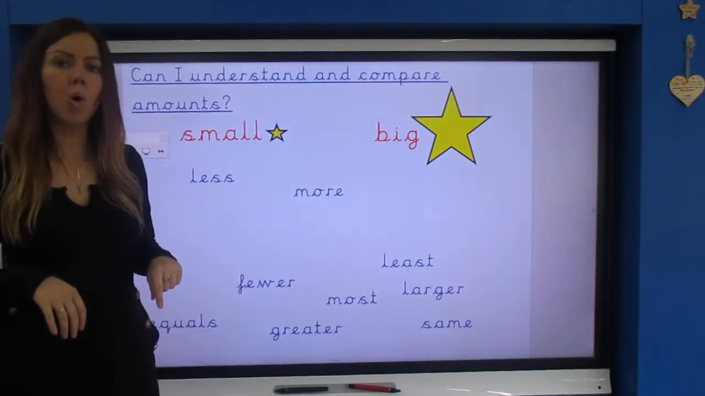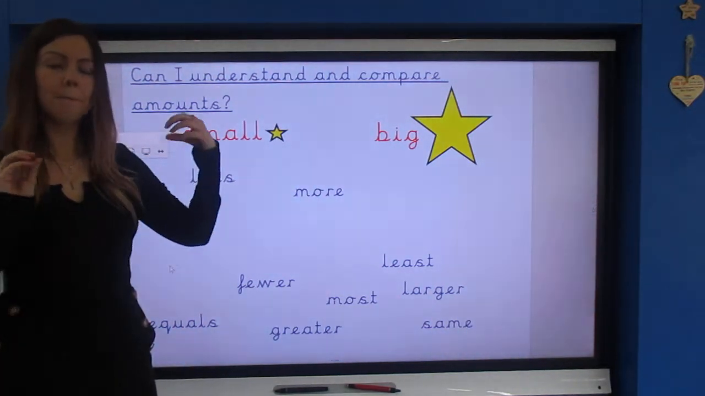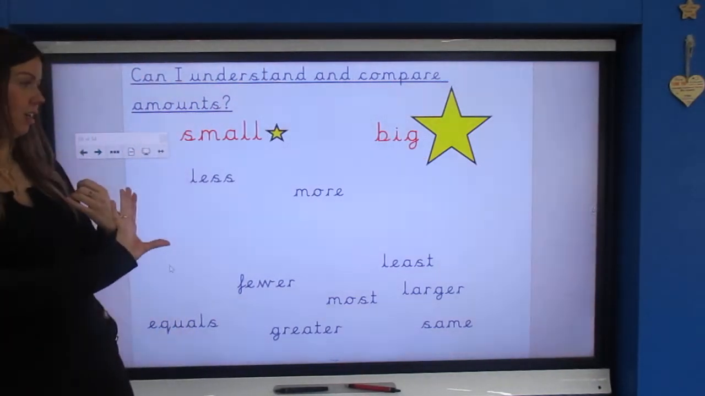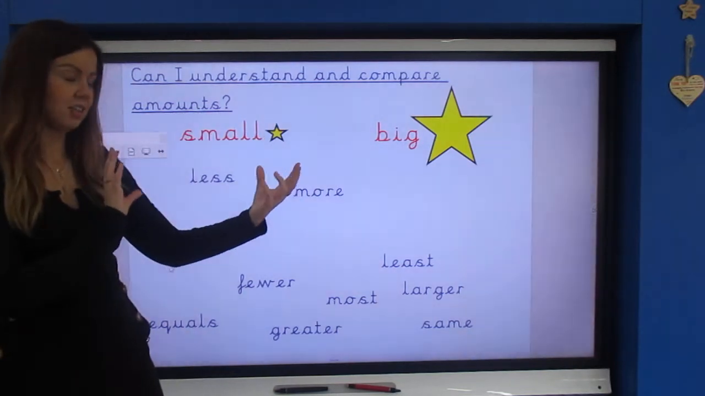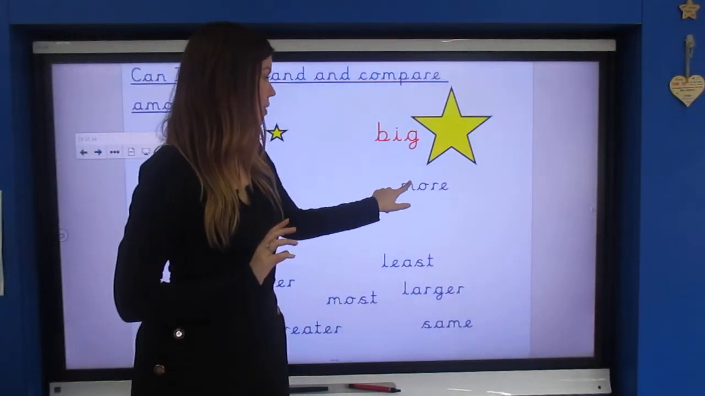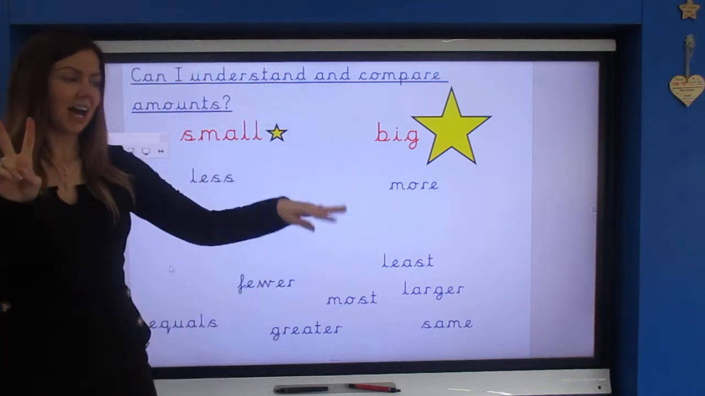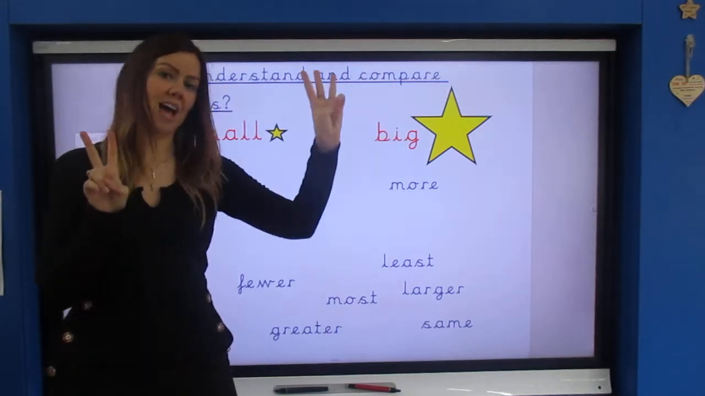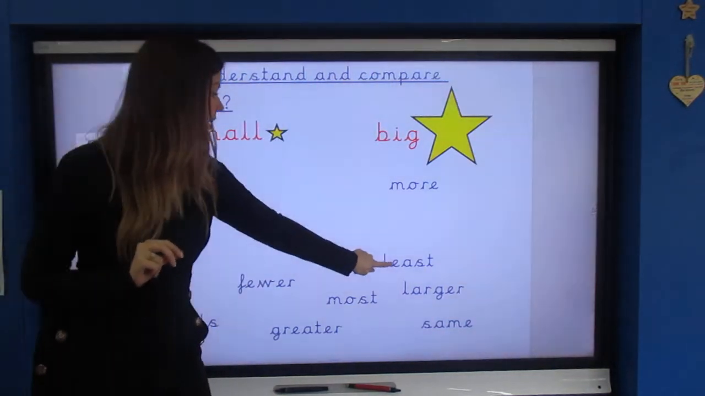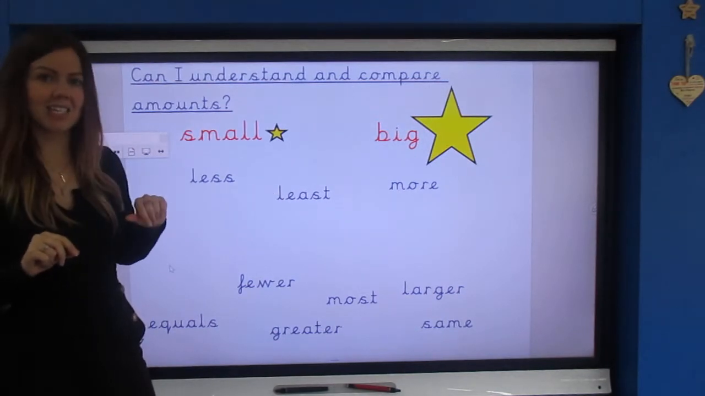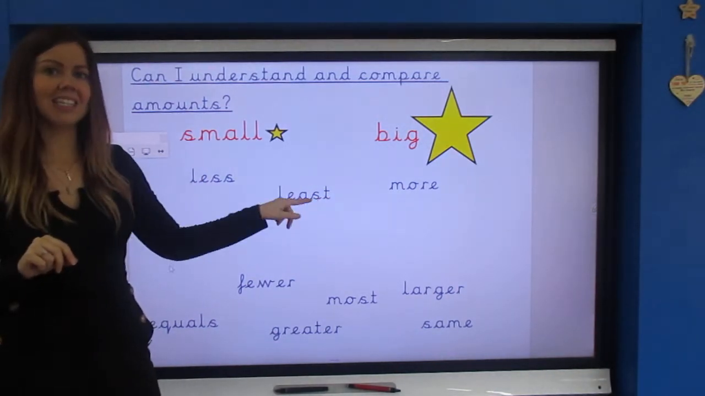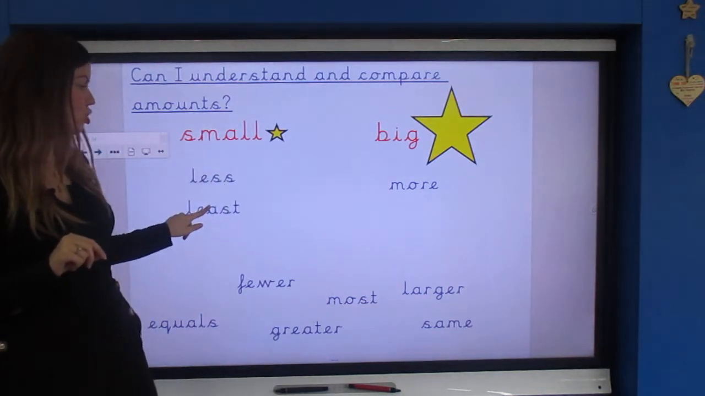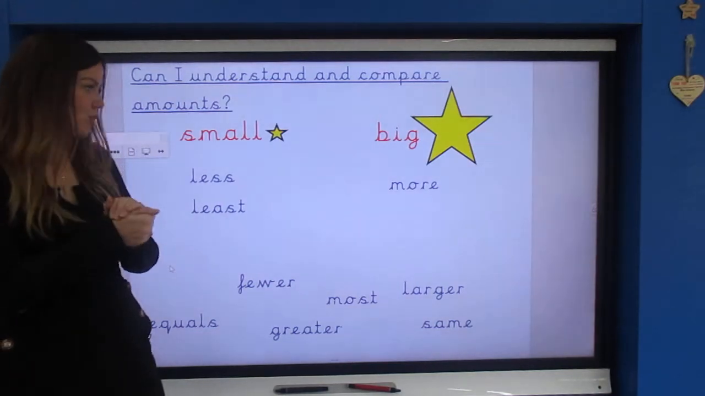What about this one? This says more. More than. Does that mean the same thing as bigger than or smaller than? More. If there's more of something, it's bigger than, isn't it? If I've got 2 sweets and 3 sweets, the 3 sweets is a bigger number, more than over here. Okay, let's have a look at this one. Least. Which side? This side. Small. It's the smallest number, the least amount of sweets.